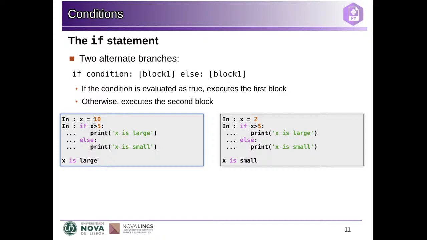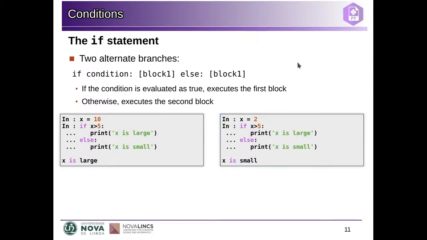So in this case, if x is 10, this branch is executed. So we have x is large output on the console, but this branch is ignored because only one of the branches will be executed. In this case, x is 2, since the condition x greater than 5 is false, what will be executed is the else branch. The first branch here after the if will be ignored.